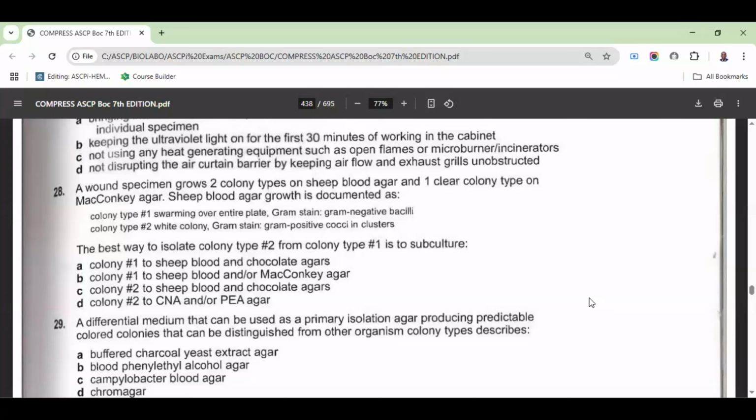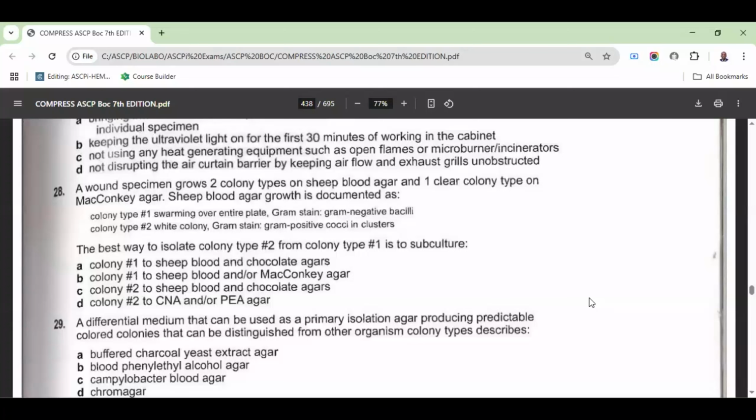Also, the other reason is that on blood agar, the primary culture, remember, they're saying a wound specimen grows 2 colony types on sheep blood agar. So on sheep blood agar already, we are not going to eliminate swarming. So much as this colony is clear, around it there can already be Proteus that have swarmed. So you can keep a pure colony. That's another good argument, a very good idea.